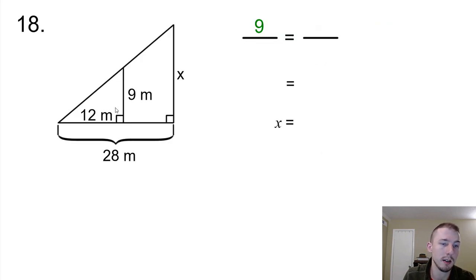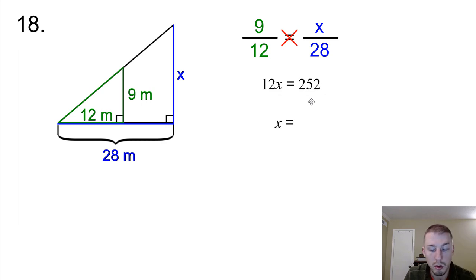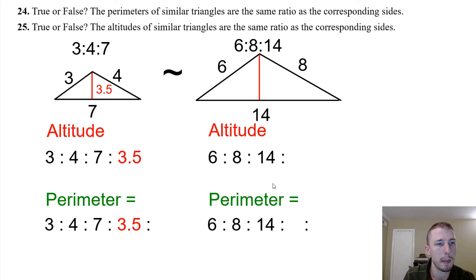Number 18, again, I've got two triangles. I got the small green one and I've got the big blue one. I don't have to worry about this extension because it's already added to the 12 to give me the full 28. So I can set this one up just like you want to. So the 9 goes with the 12, just as the x goes with the 28. And then we cross multiply. That's going to be 9 times 28 divided by 12. We divide by 12, and it leaves us with 6. So x is going to be equal to 6 on that one.